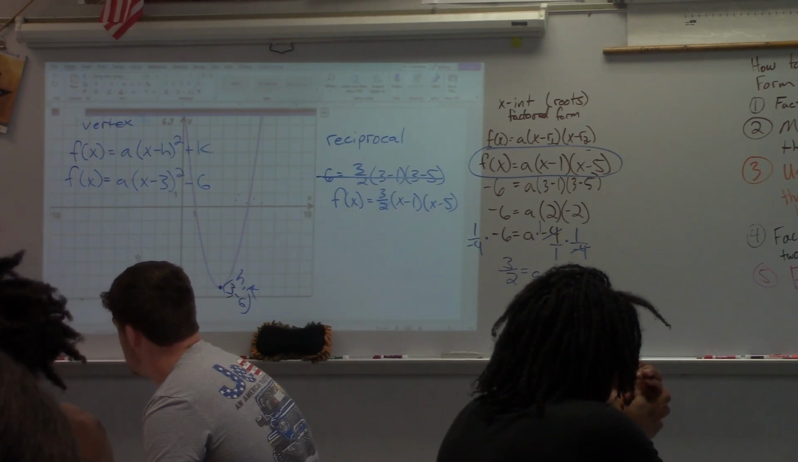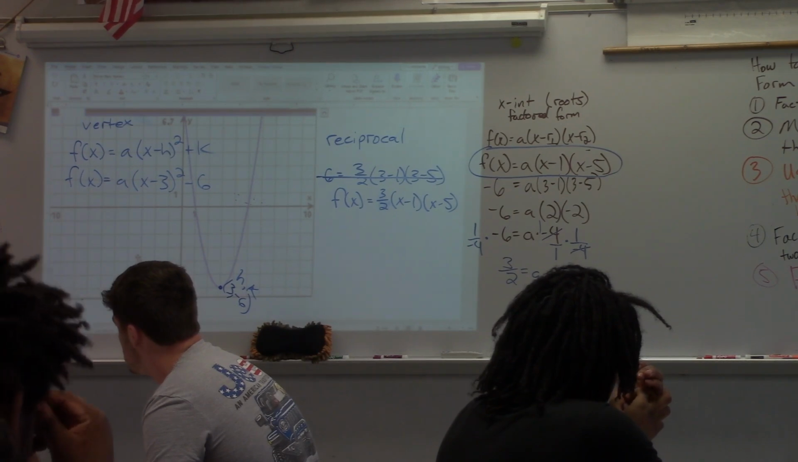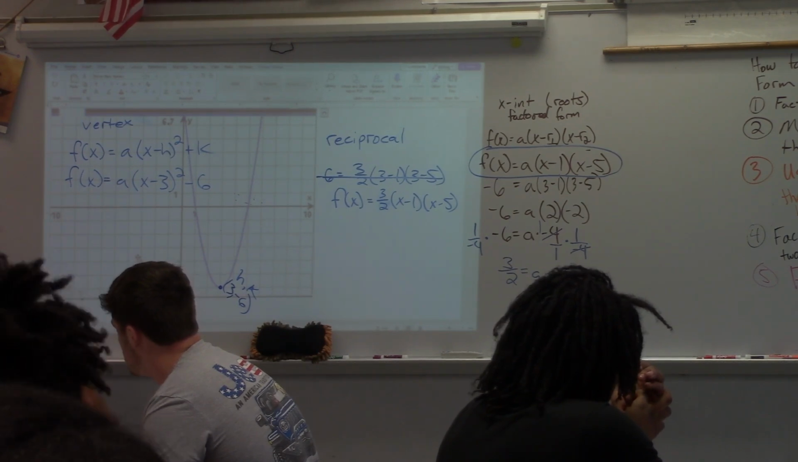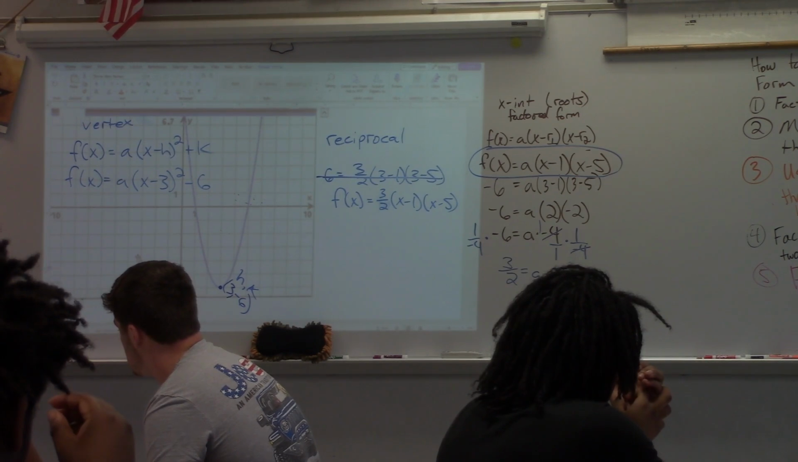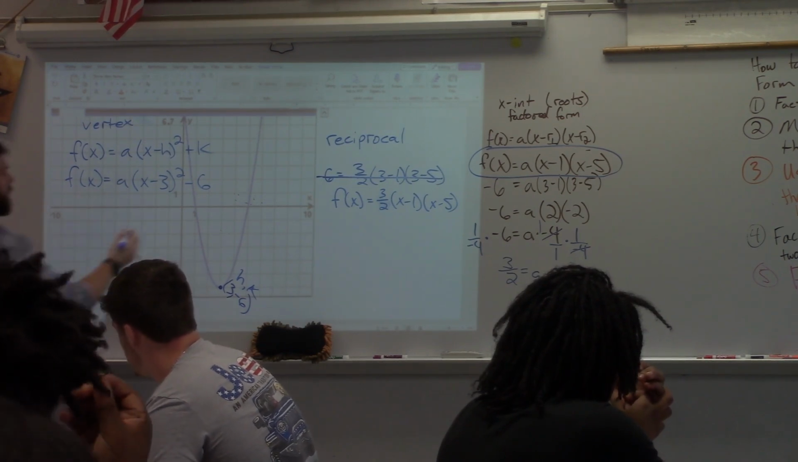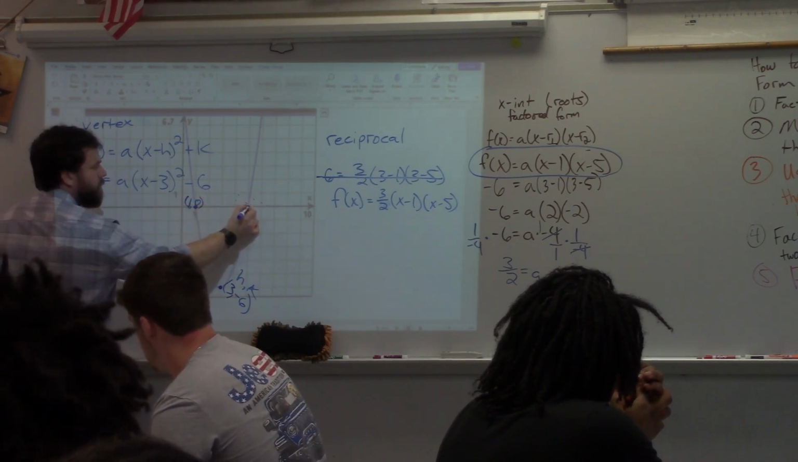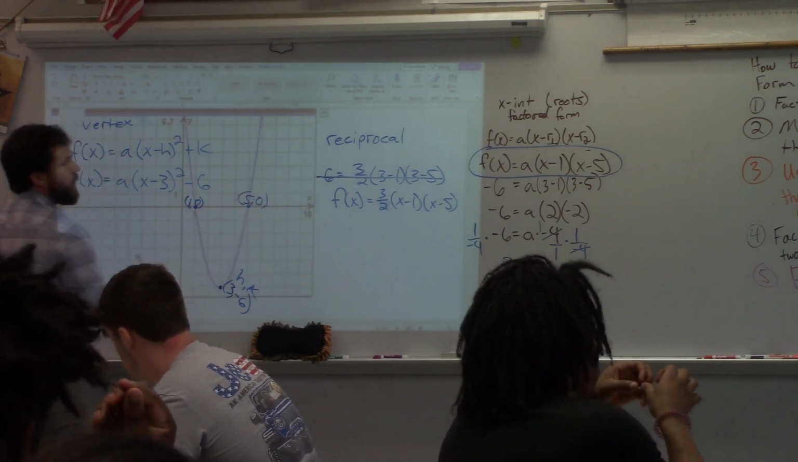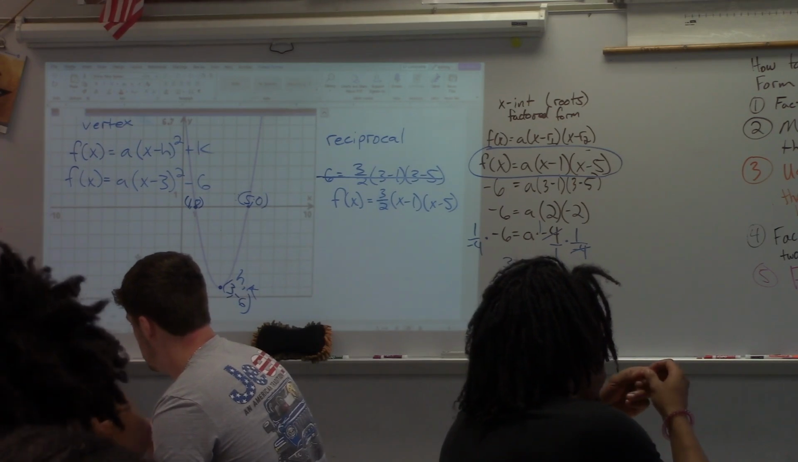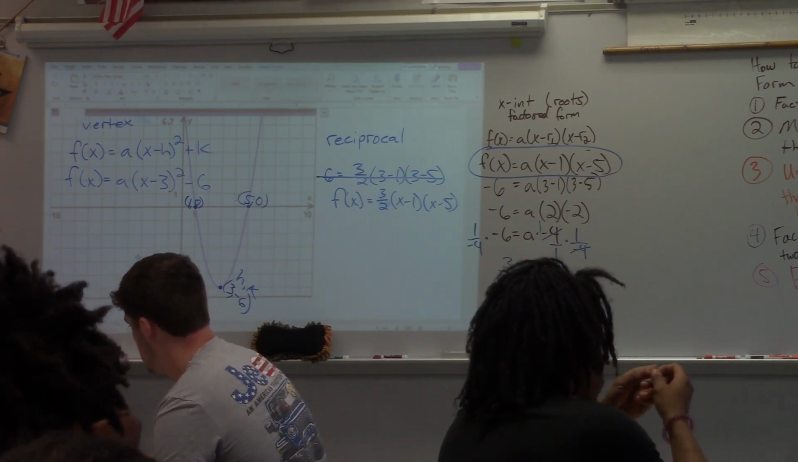So I've got my vertex form now. How many more points do I always need to find a? I only need one more. What are the options? I still have 1 comma 0 and 5 comma 0. I have 2 extra points. Does it matter which one I use? No.